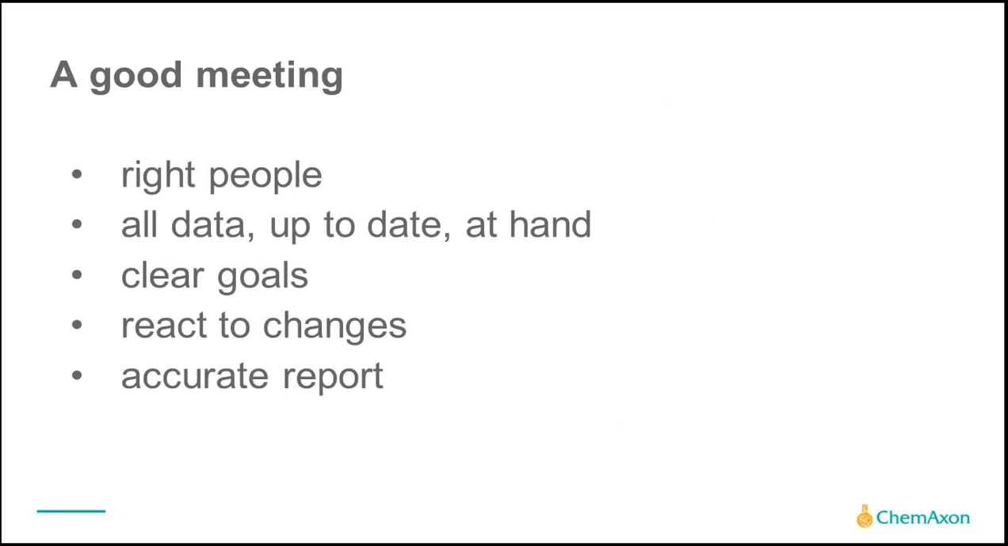Now, this means that what you need to proceed are really good meetings. And a good meeting typically involves the right people. It includes all the data that is needed to make good decisions. The data needs to be up to date and needs to be easily available, as a matter of fact. And preparations for these meetings can be really difficult. You also need to be able, during the meeting, to react to changes, to react to information that just pops out during the meeting. And at the end of it, you really want to create a report that is reflecting what has happened in that meeting.